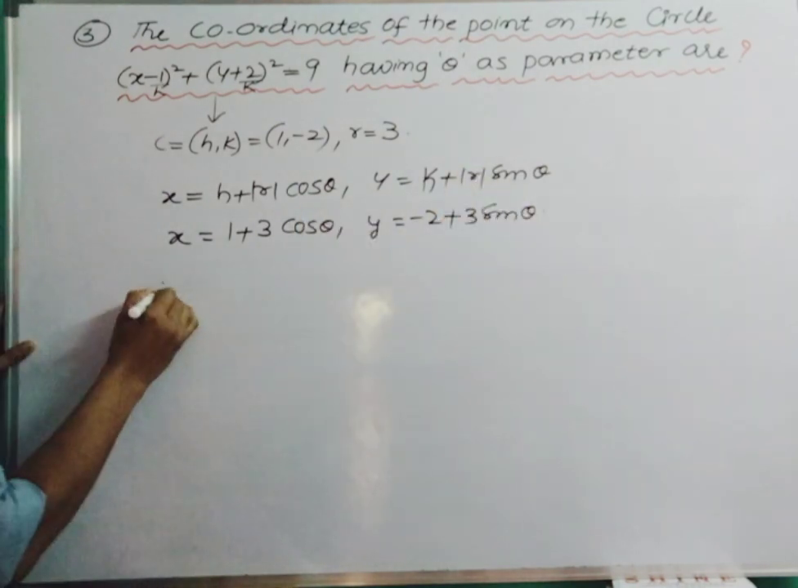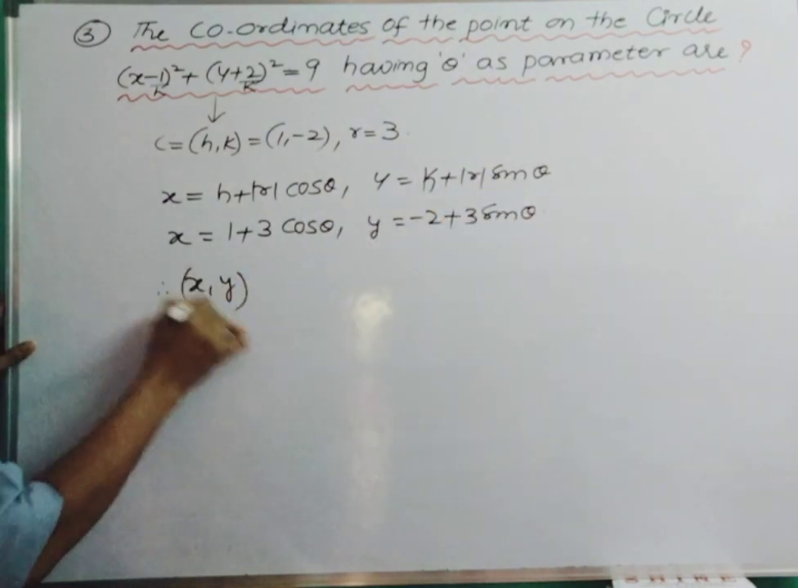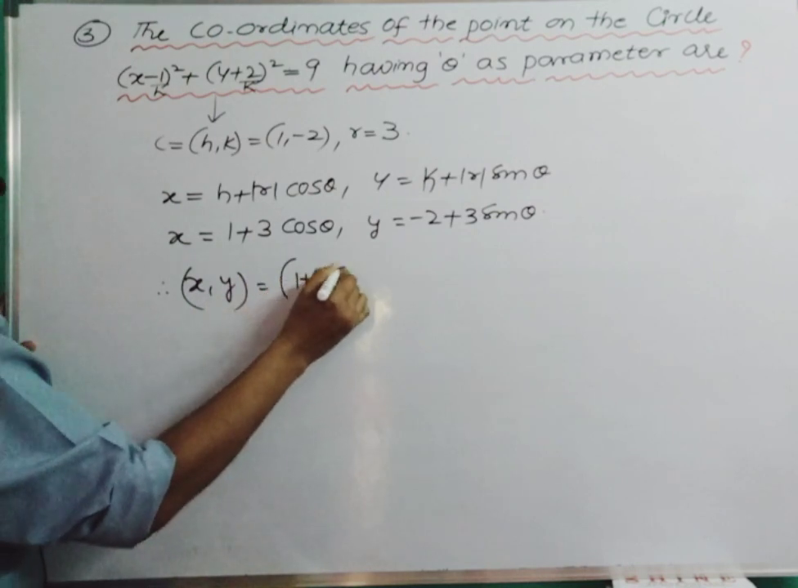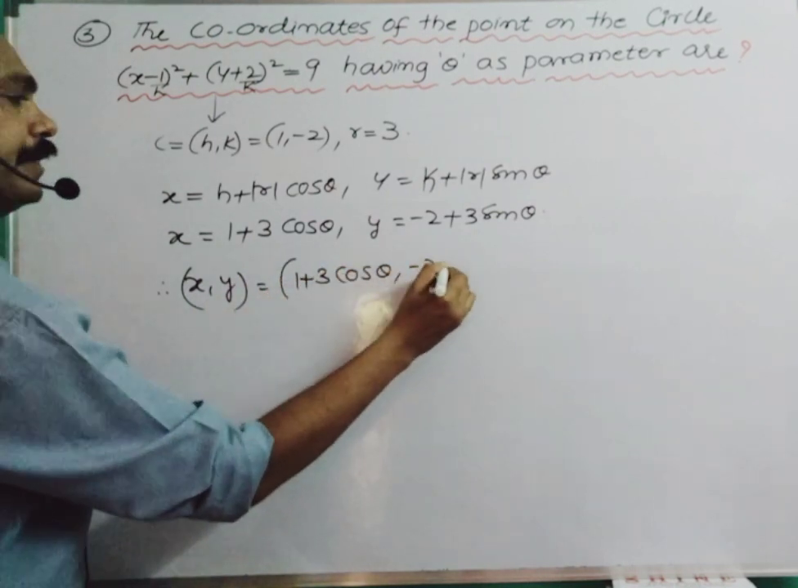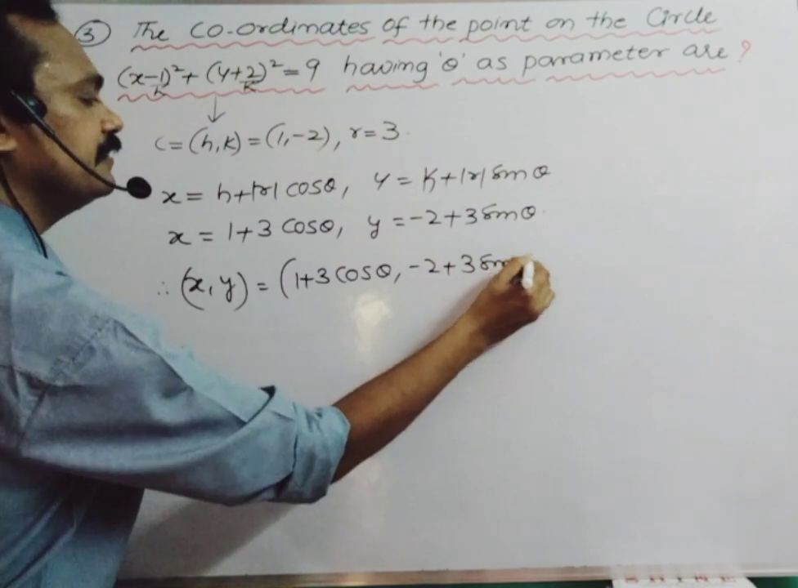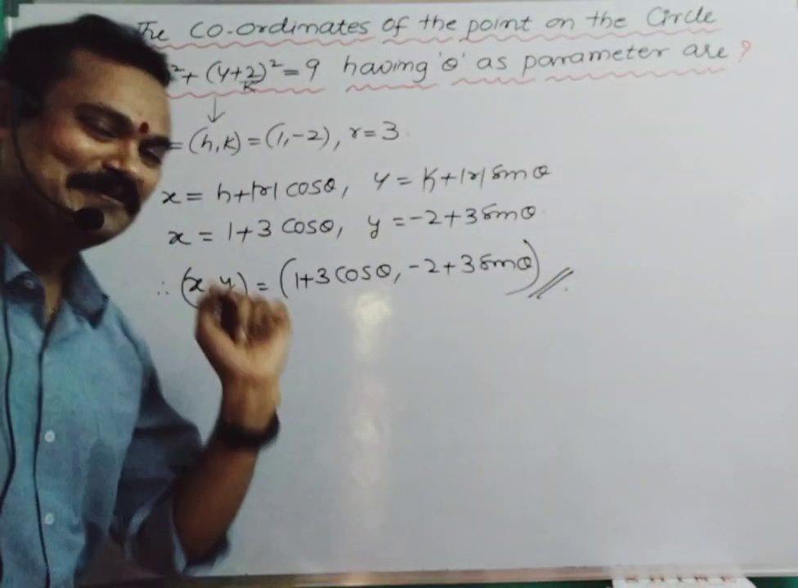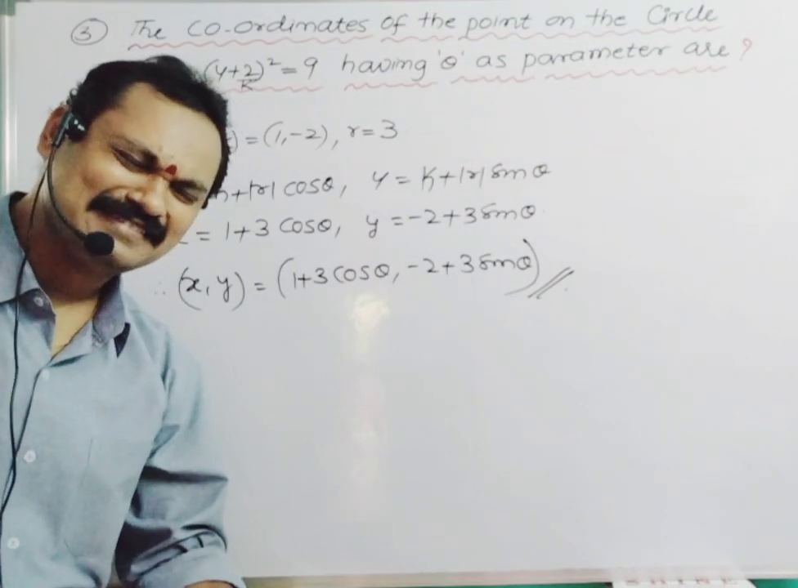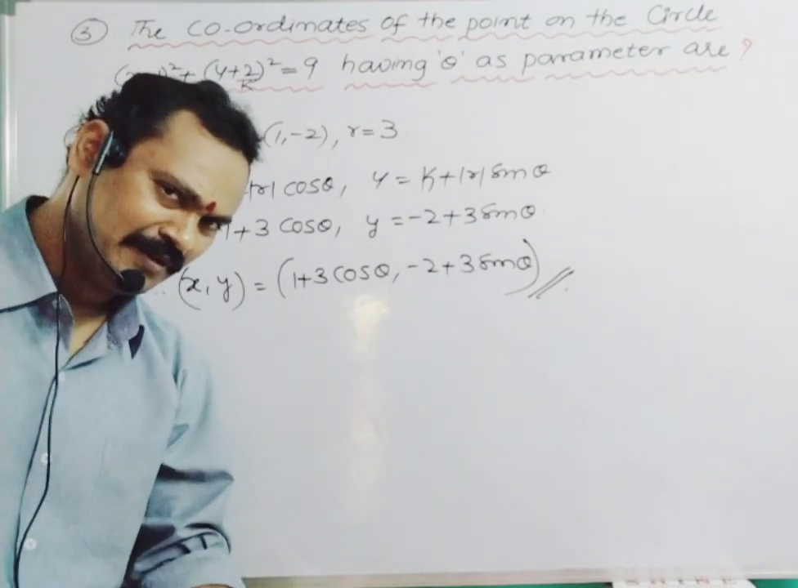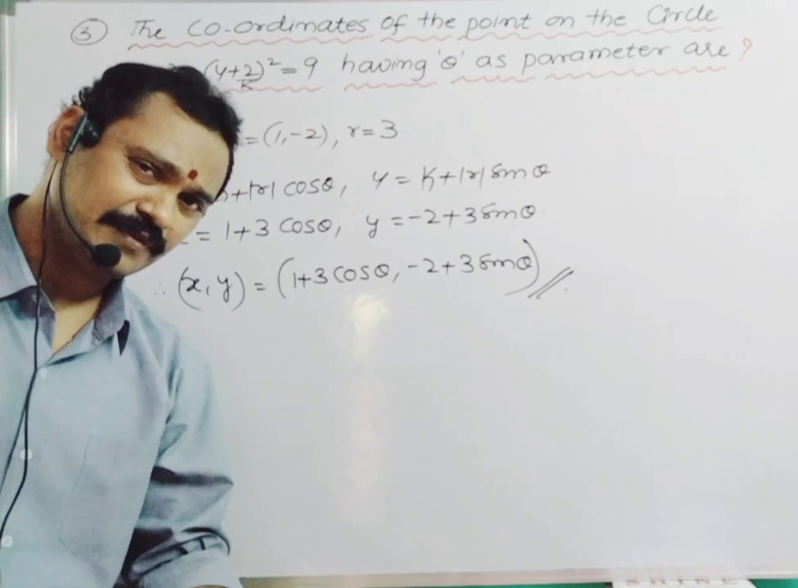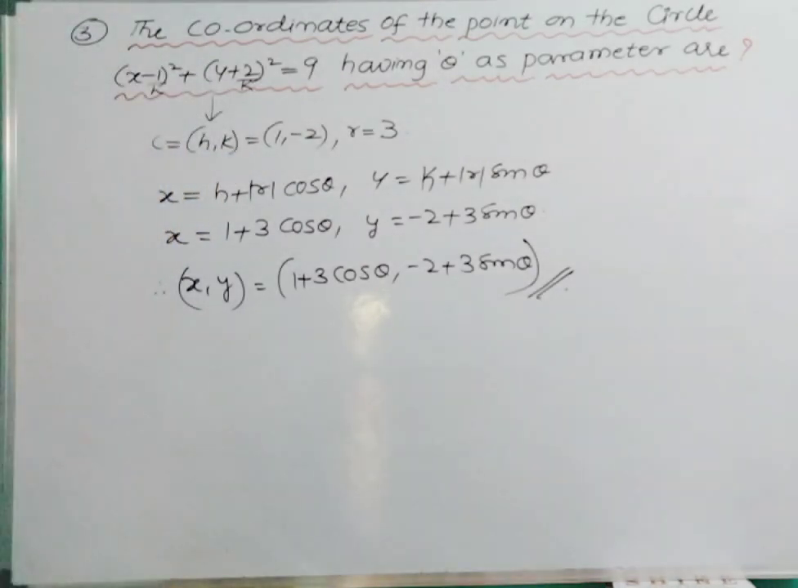So what is the point? x comma y be a point on the circle: 1 plus 3 cos theta, minus 2 plus 3 sin theta. This is a point on the given circle. Is it clear? How simple? In a simple way you have to learn. Okay? Chalo.